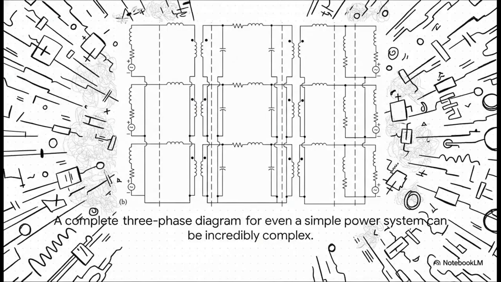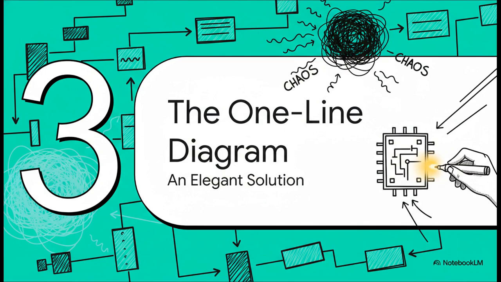Yeah, take a look at this. This is what you get when you try to draw everything out for even a pretty simple system. It's just a web of lines, right? And think about it. If you misread just one connection in that mess, you could literally cause a blackout. The source material says it perfectly. A diagram like this is of little use as far as analysis is concerned. No kidding. So obviously this wasn't going to work.